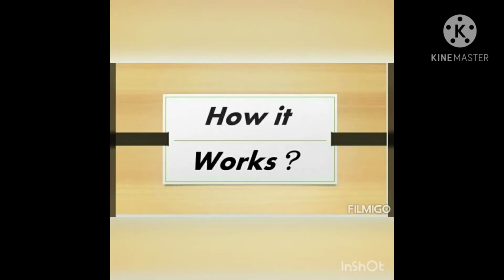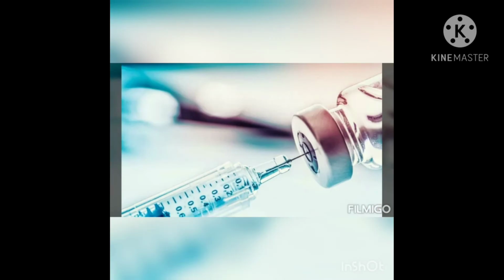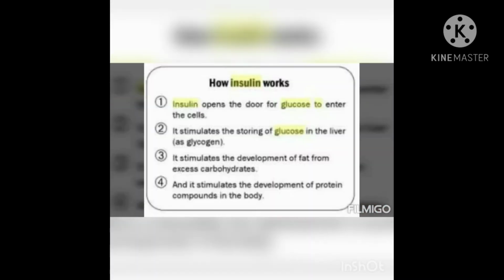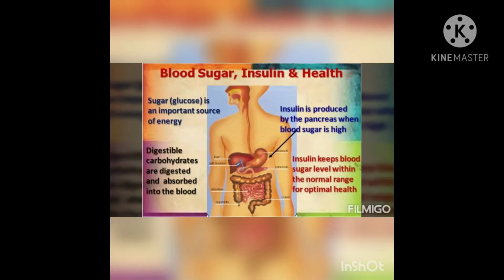How does it work? During digestion, food that contains carbohydrates is converted into glucose. Most of the glucose is sent into the bloodstream, causing a rise in the blood glucose level. This increase in blood glucose signals your pancreas to produce insulin. The insulin tells cells throughout your body to take in glucose from your bloodstream. As the glucose moves into your cells, your blood glucose levels go down. It stimulates the storing of glucose in the liver and develops fat.